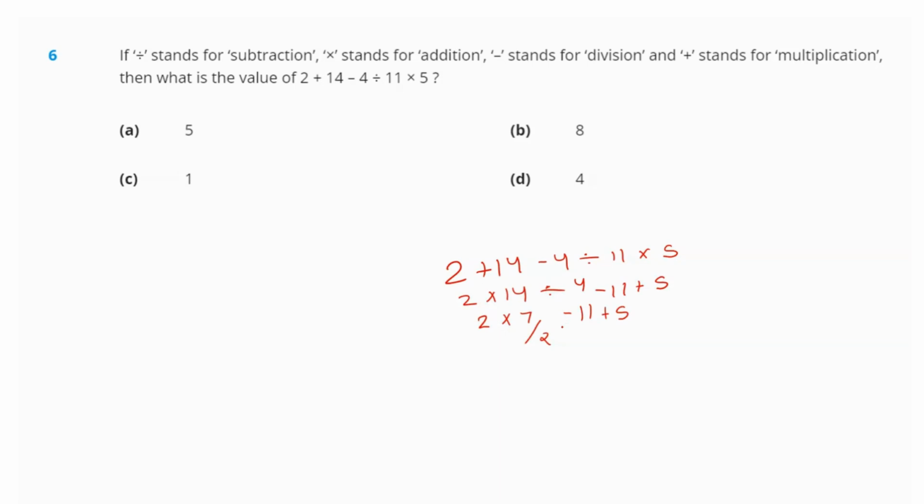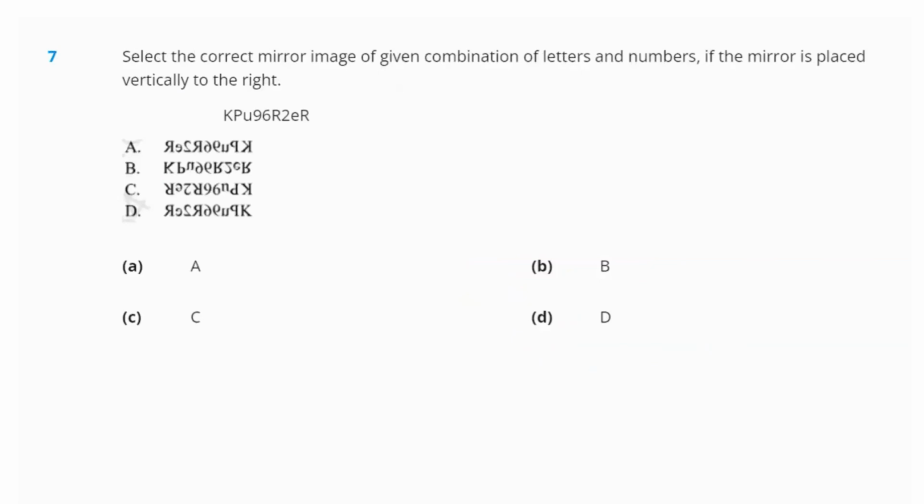Now we will be doing multiplication. So these two get cut. 7 minus 11 plus 5. So the answer we will get is 12 minus 11 equals 1. So answer C is the correct answer. Moving on to the next question.